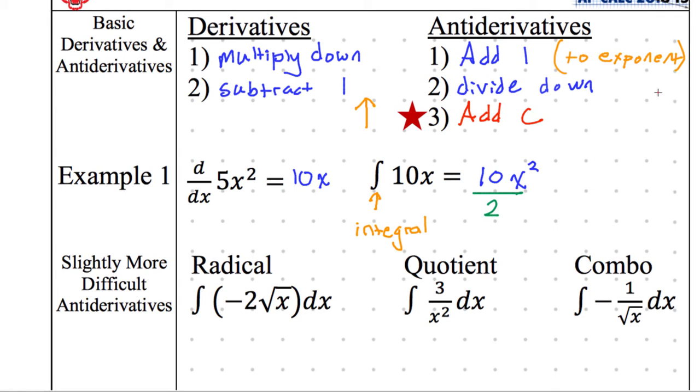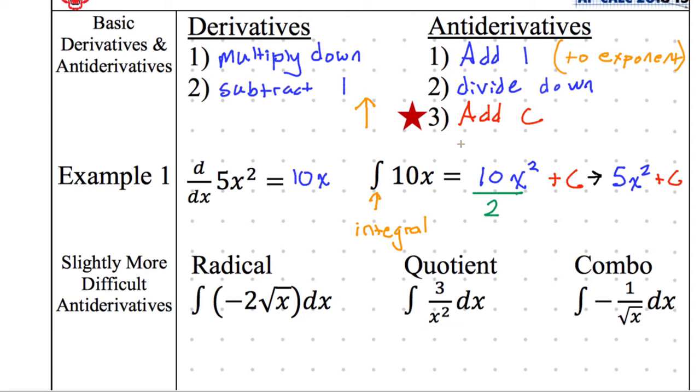I also forgot something. What did I forget? The constant? Yeah, add c. Don't ever forget to add c. So when I simplify this now, this is going to simplify to 5x squared. Hey, we got back to 5x squared, and don't ever forget your constant of integration. And that's technically its name.